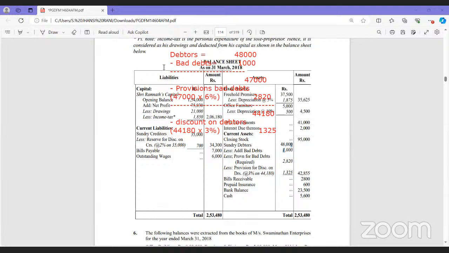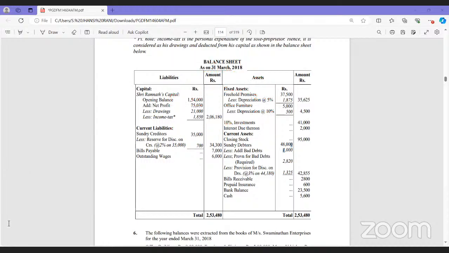We write that over here. This is how we prepare the adjustments and do the problem related to the balance sheet. I hope you all have understood.